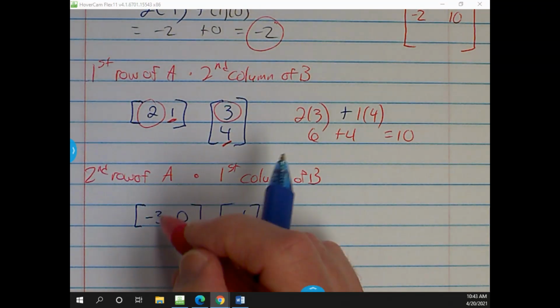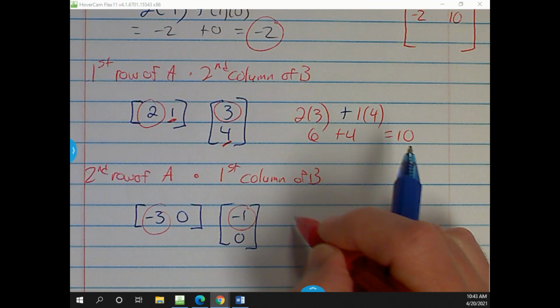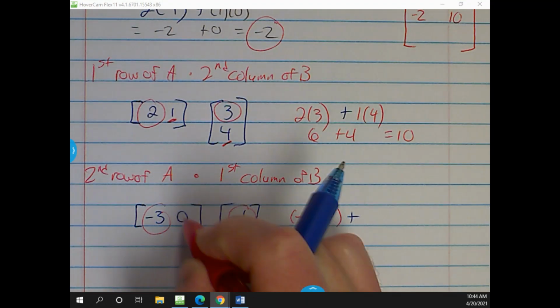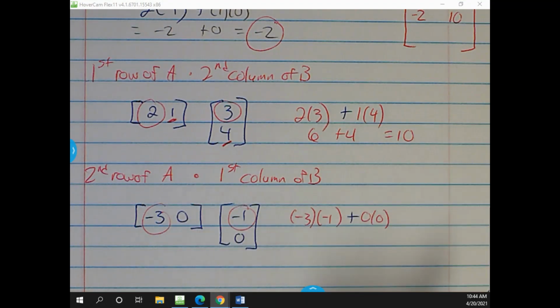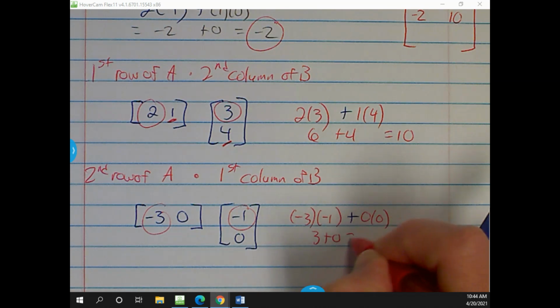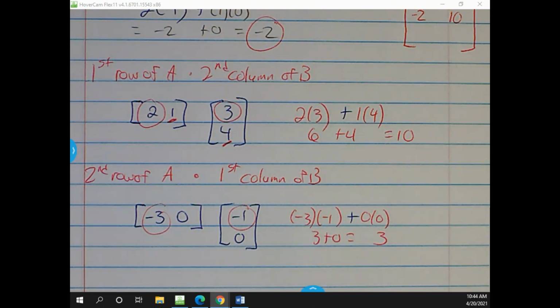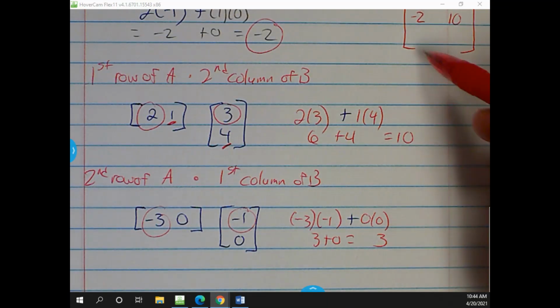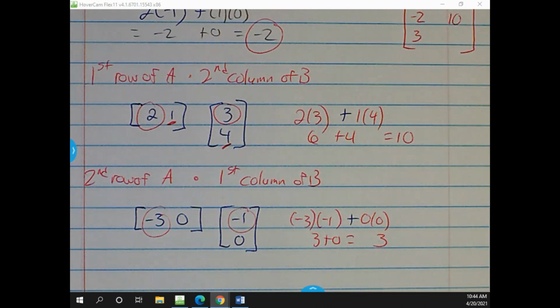All right, again, first number here times first number here. So that's -3 times -1. And then we're going to add that to the only thing left, which is 0 times 0. Okay, and that would be 3 plus 0, which would be 3. Again, this is basically telling you the location. Now we're going to the second row of the answer. So now we're down here. This is going to be the first number that we put there. So that 3 will go in the bottom left-hand corner.